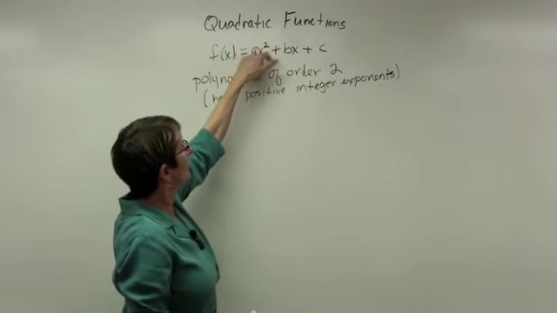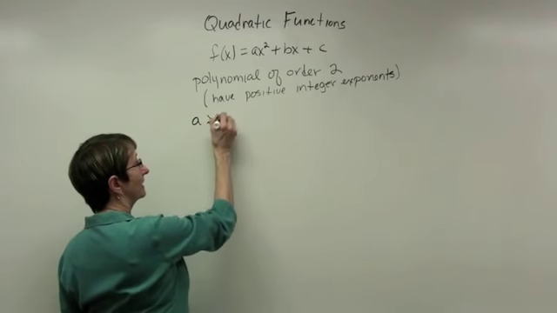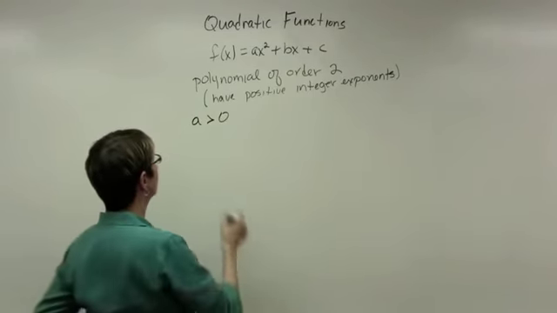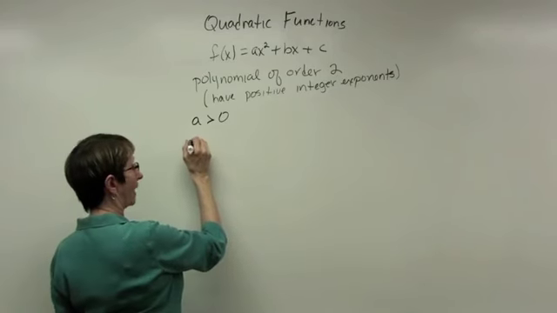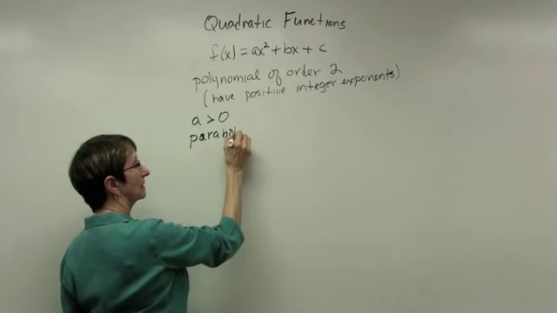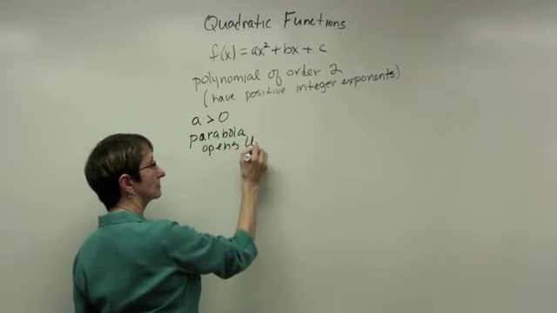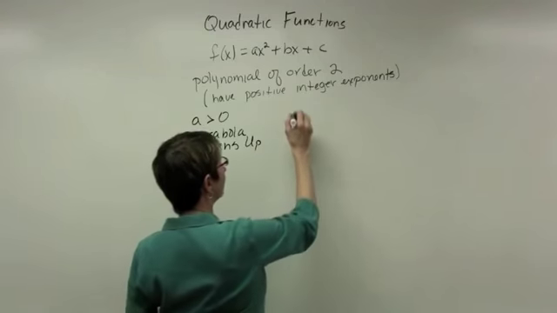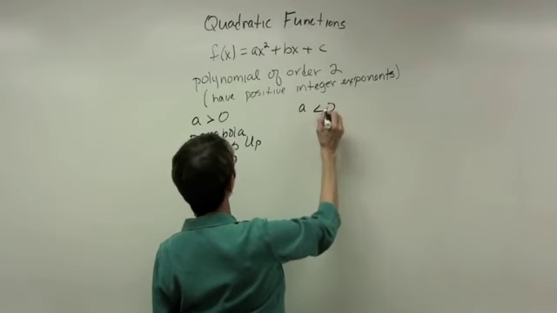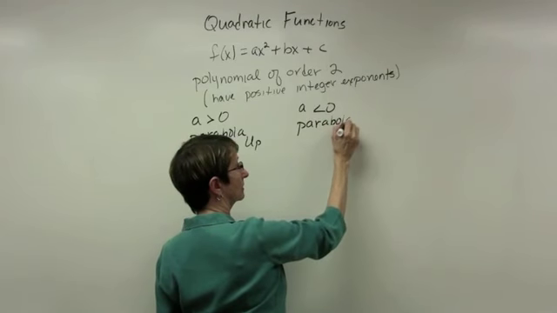Now that x squared term tells us a lot. If a is positive, the graph is a parabola that opens up. If a is negative, the graph is a parabola that opens down.